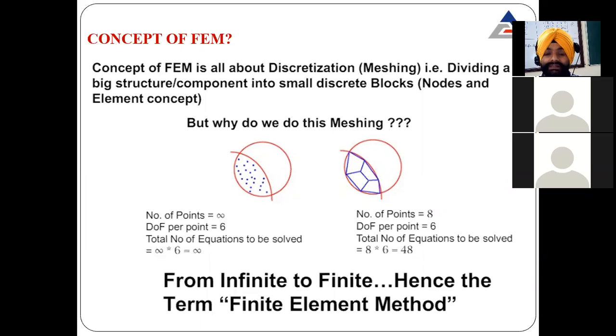Similarly, suppose a circle is there, and you divide this into 4 figures. The number of points is 8, you calculate it, it will be 8. And degree of freedom per point is 6. Then the total number of equations required is 48. So from infinity, you have brought the number of equations to 48 only. From infinite to finite, hence the term finite. So from this method, for infinite we have come to a finite number, and hence the name finite element method.